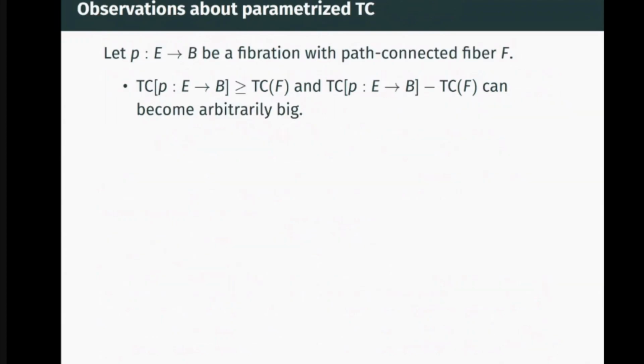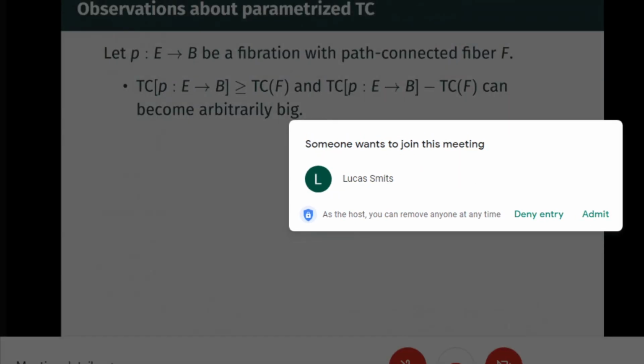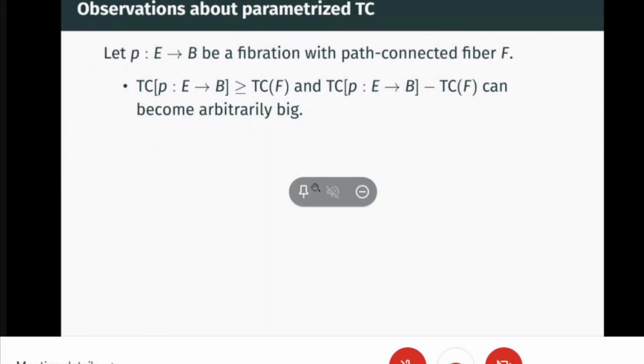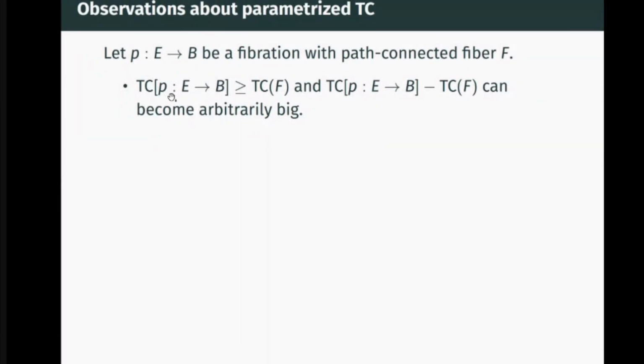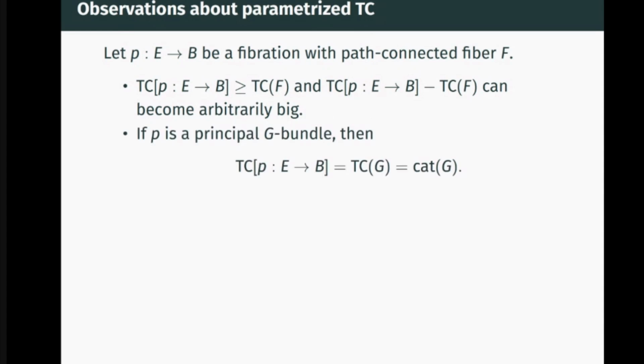And then you can of course ask what happens. First of all, we have a fibration with path-connected fiber. As I said, this generalizes motion planning inside the fiber by including these additional parameters, to make the parameter dependence included as well. First of all, you can observe that TC of the fibration P is always bigger than or equal to TC of the fiber, which is not really surprising. And it turns out the difference between these two can become arbitrarily big. For every natural number, you can find a fibration where this difference becomes arbitrarily big. We will even see an example of this in a few slides.